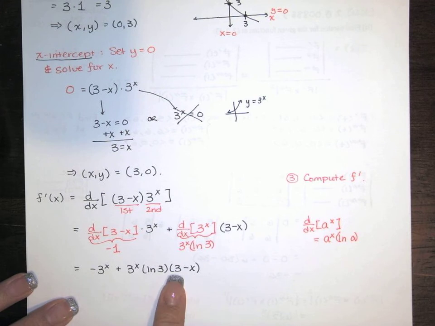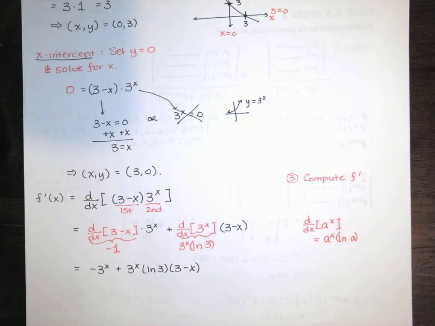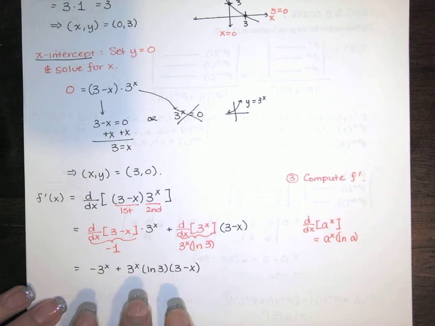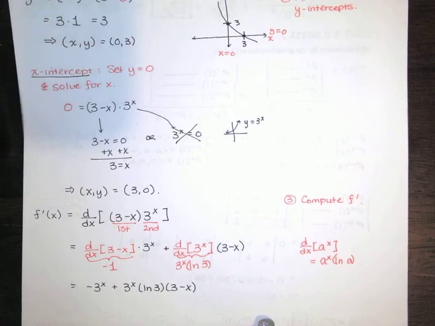And I see that I have two terms. And remember, we want to find critical points in just a bit. So it's helpful if we factor this. If we can factor this, we should factor this because it'll make it easier to find the critical points.